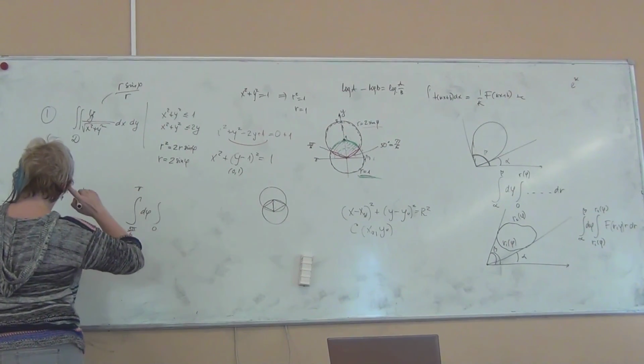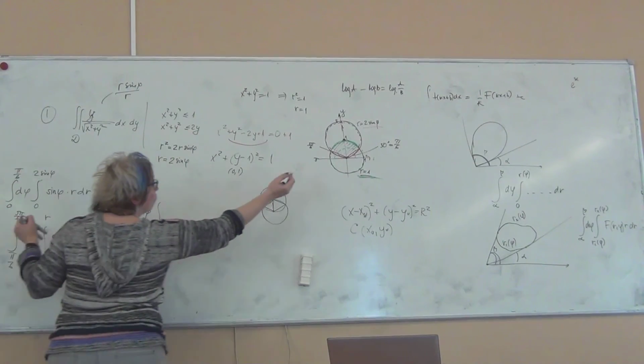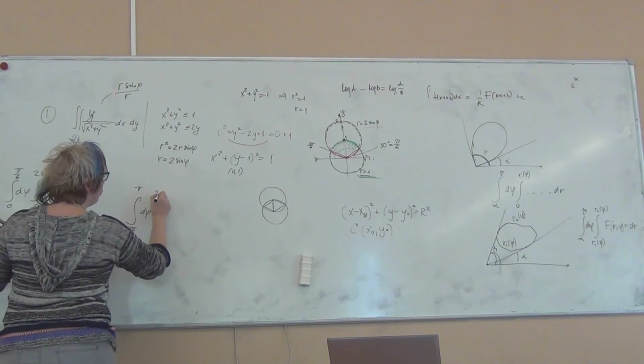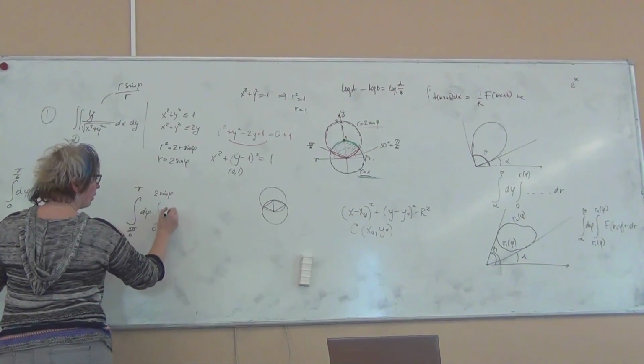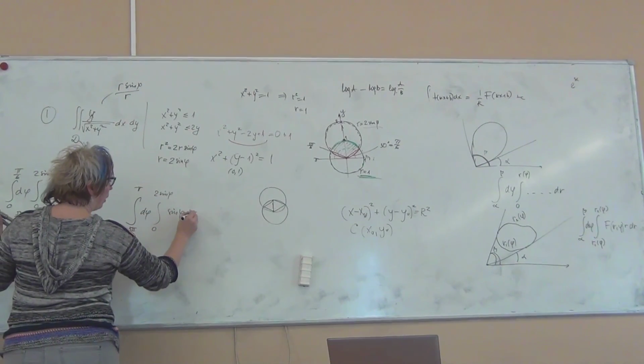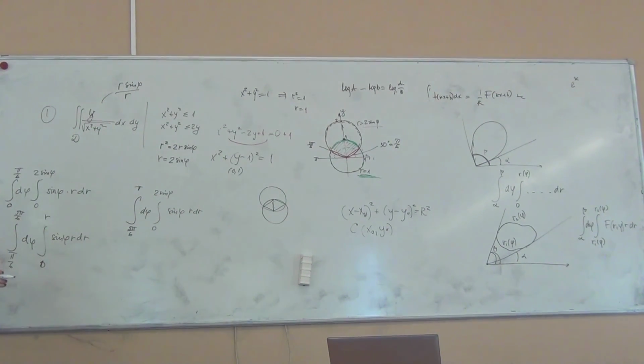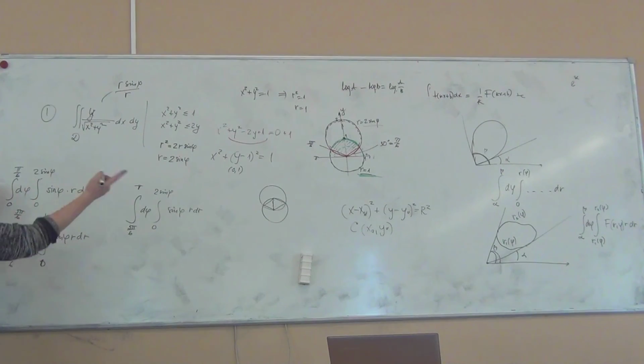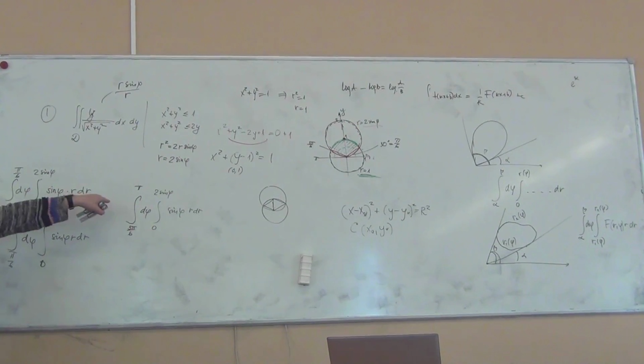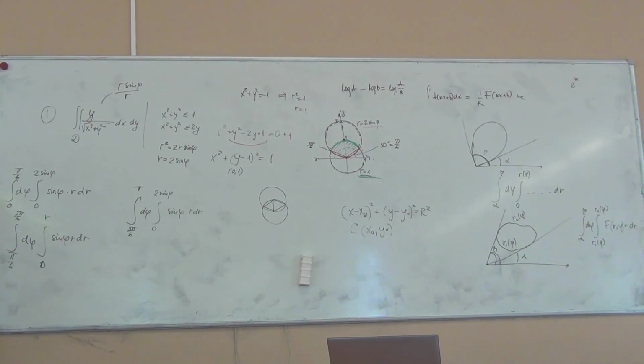From 0 to the red one, so 2 sine phi, r dr. Okay. So this is the first, this is the green one, and this is the second red one. And when you add these up, you get your answer. Lots of work.